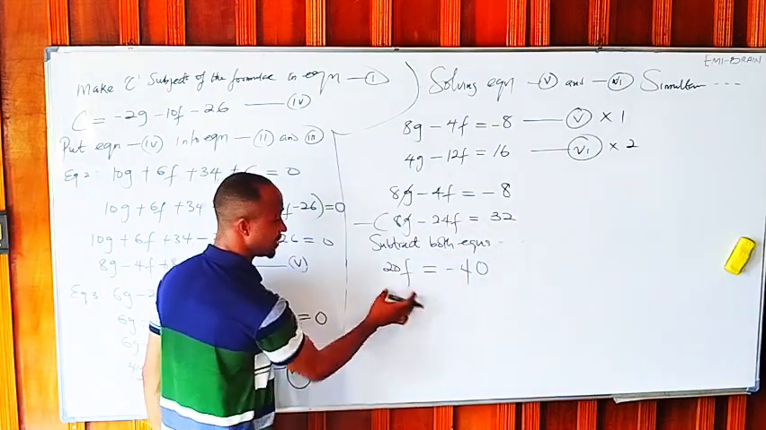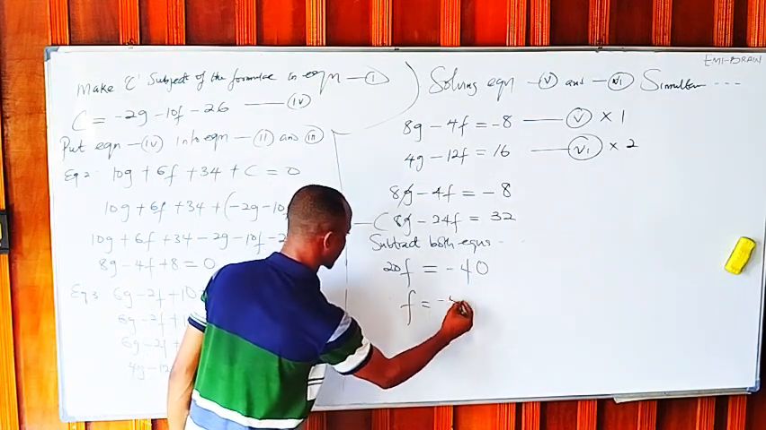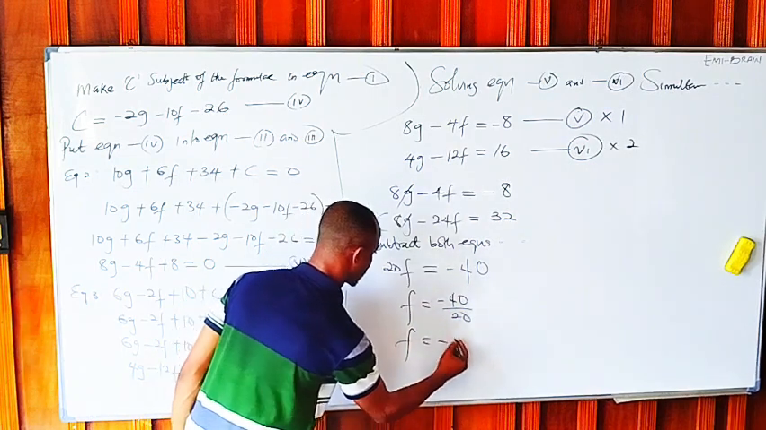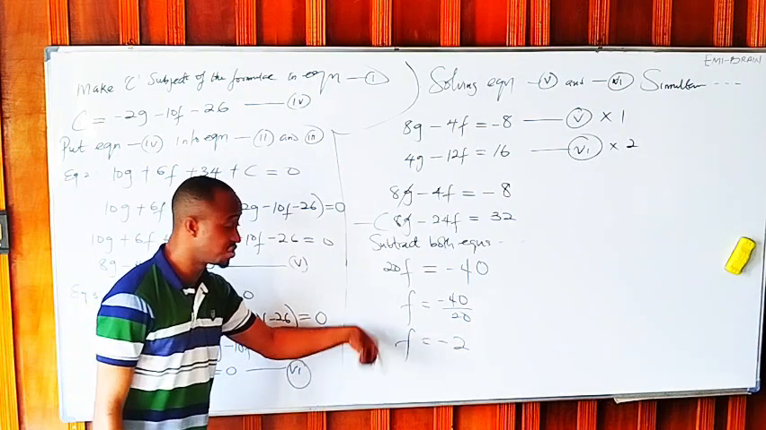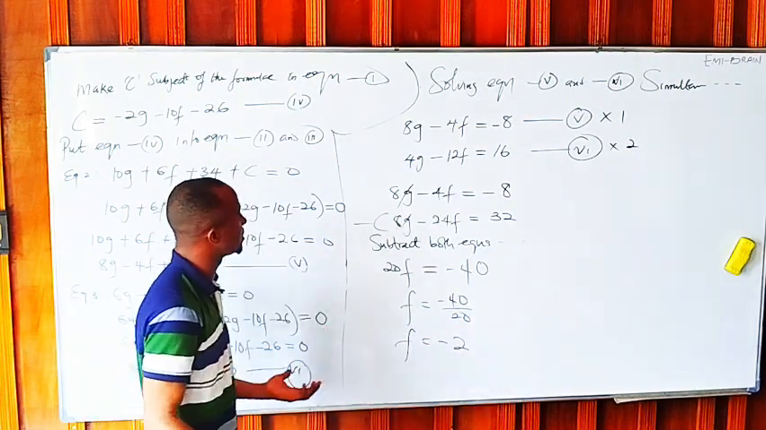How do we find F? Divide both sides by 20. Therefore, it implies that F equals minus 40 over 20. What's our F? Minus 2. I've gotten F. It's not easy to find G. What do we do? We put the value of F equals minus 2 into the equation.